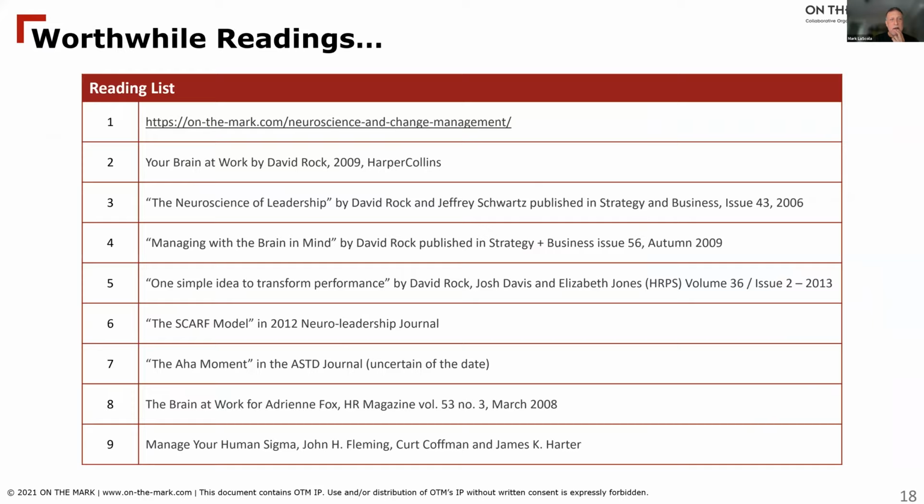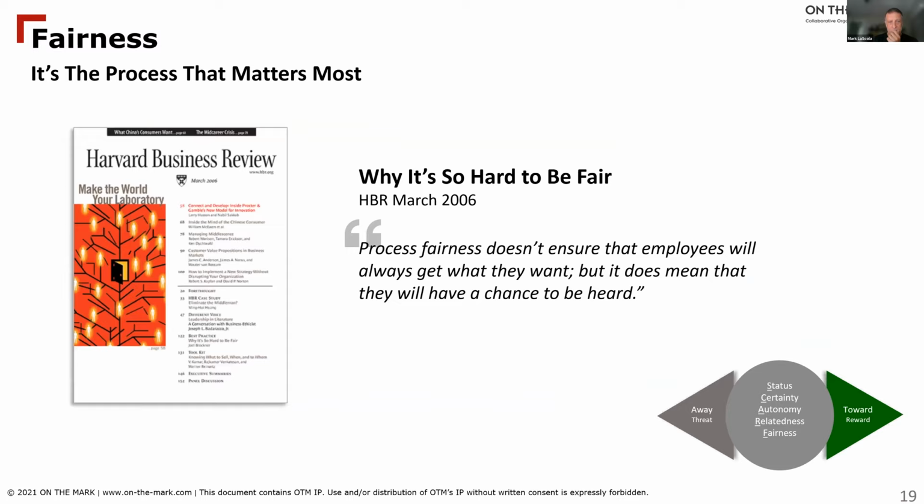Here's a little bit of worthwhile readings if you want. And again, Reagan might have mentioned, or did mention, that we'll make this available when we're done. So if you want to take these and read some of these, again, a lot of this work is embedded in the way we do our work. Here's an example of an article: Why It's So Hard to Be Fair. Again, something that you can pull out really substantive, pragmatic nuggets of how do we do our work.